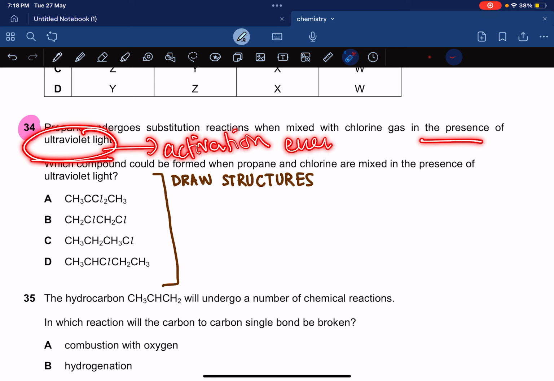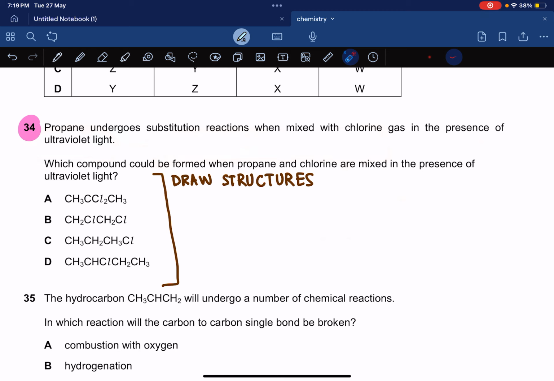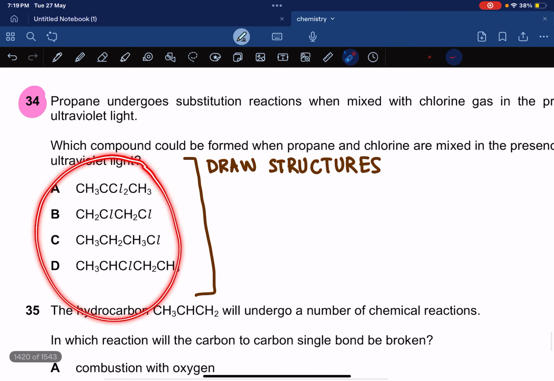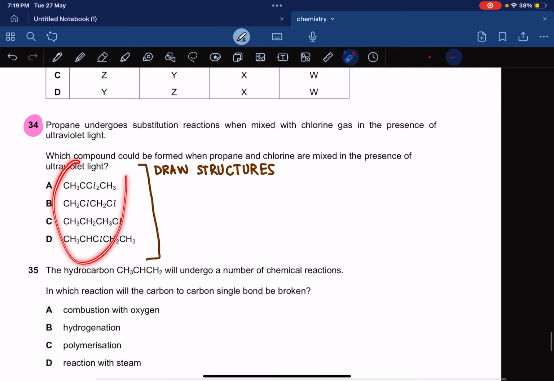And what is activation energy? It is the minimum amount of energy that the colliding particles must have in order to react. When two particles collide, if they don't collide with the activation energy, they cannot form the product. To form a product, the particles need to react with activation energy. Okay, which compound could be formed when propane and chlorine are mixed in the presence of UV light? Let's draw the structures of all of these to understand what can be formed when propane and chlorine are mixed.